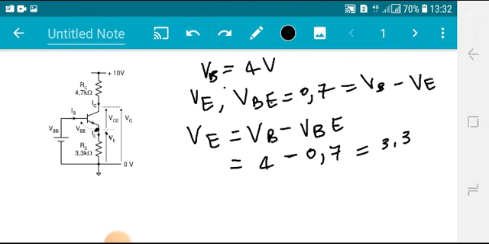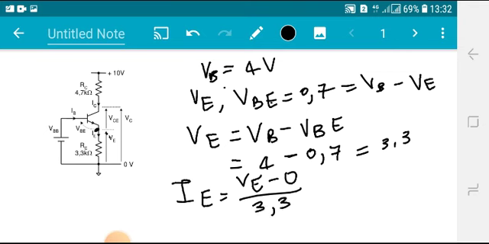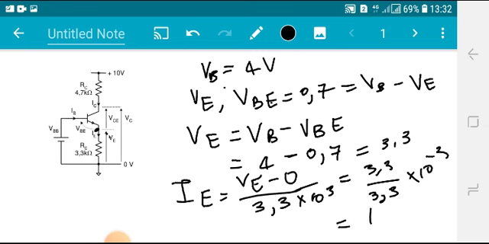And now that means I can find out what the current going down this way is, which is my IE. We use Ohm's law, so it should be VE minus ground, divided by the emitter resistance, this emitter resistance right there, 1 times 10 to the power 3. So 3.3 over 3.3 times 10 to the minus 3, right? Negative exponent, so that's 1 milliamp. Basically, this is milli.